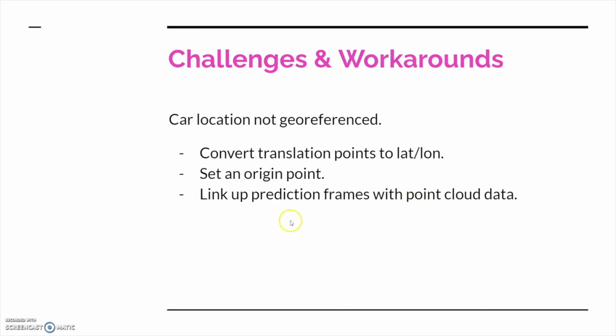The last thing we did was syncing of the prediction frames with the LiDAR data. If the LiDAR data is already in the correct position, we could just put the car in the center and the car would be in the correct position as well.